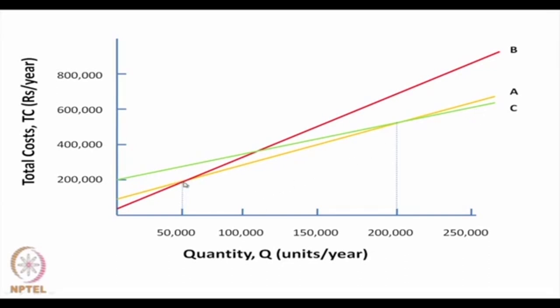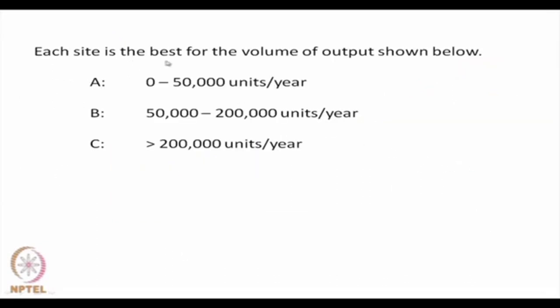Now we can see that between A and B, the break-even point is here, and between A and C, the break-even point is here. Considering this, we can say that use B in this region. That means B is best if your volume of production is less than 50,000. C is best if your volume of production is 200,000 or more, and in between you go for A. That means if your volume of production is between 50,000 and 200,000, then go for site A. Each site is the best for the volume of output shown below. A is good between 0 to 50,000, B between 50,000 to 200,000, C greater than 200,000 units.